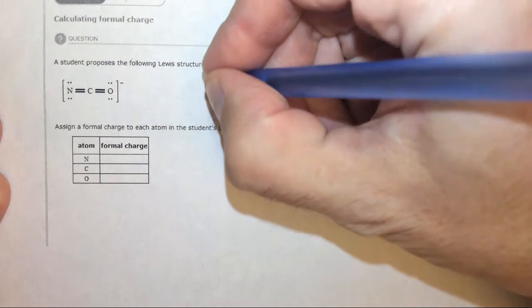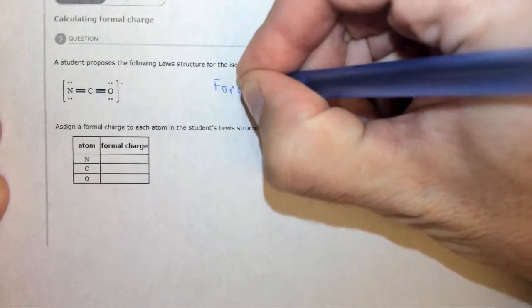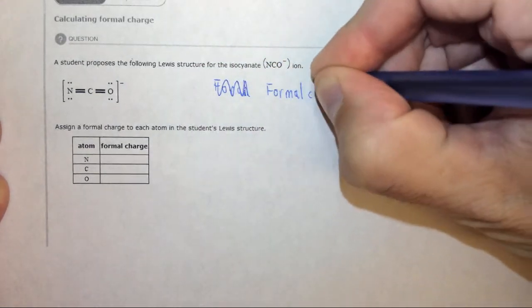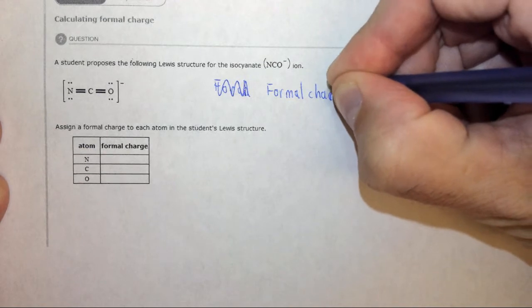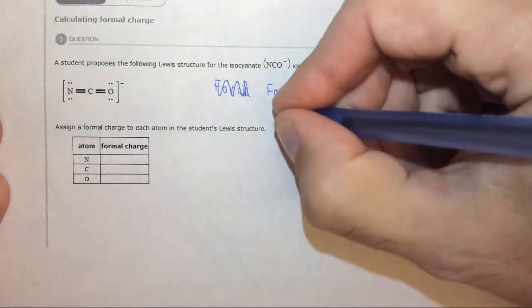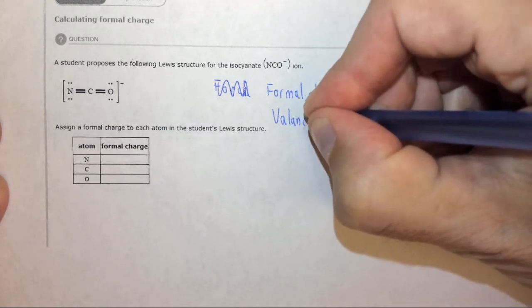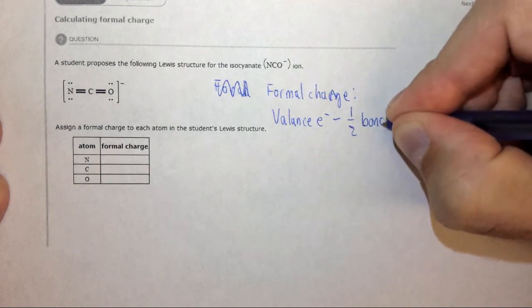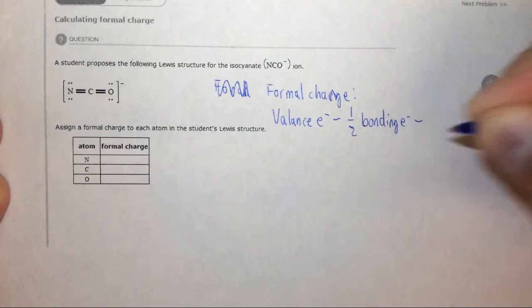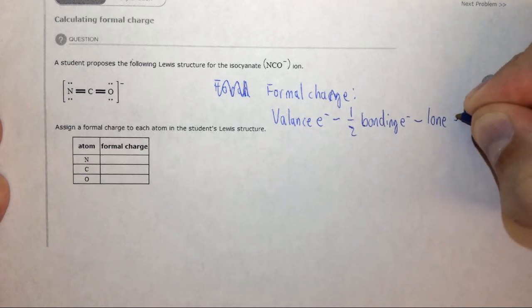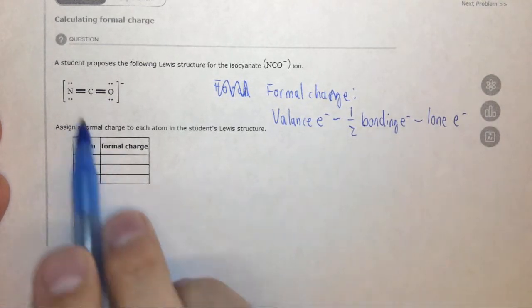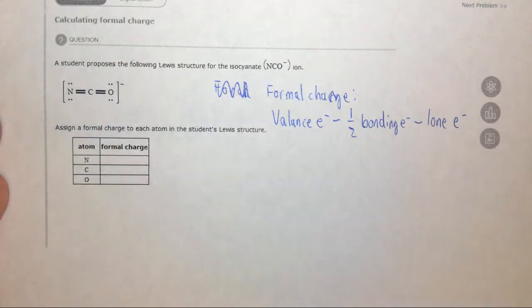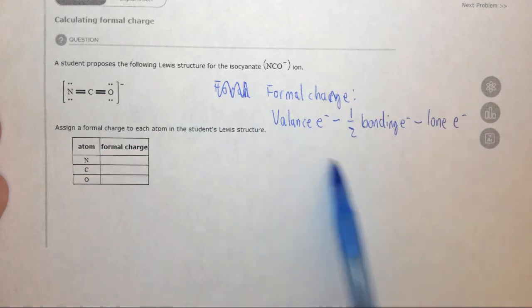So formal charge, mathematically, is equal to valence electrons minus half the bonding electrons minus the lone electrons, or the individual electrons of a lone pair. So this would count as 1, 2, 3, 4 lone electrons for nitrogen. This is mathematically how you can calculate formal charge.